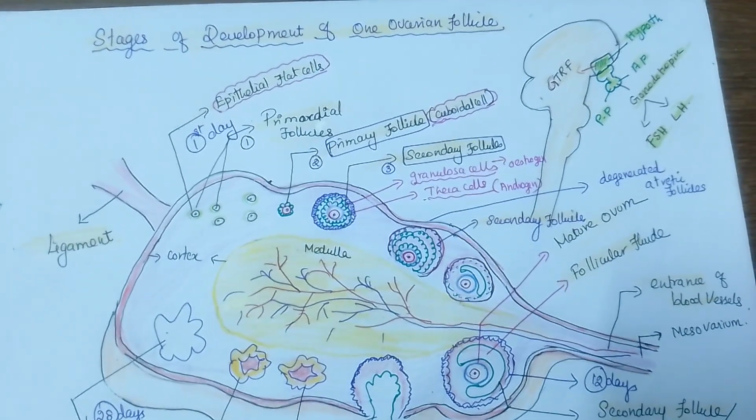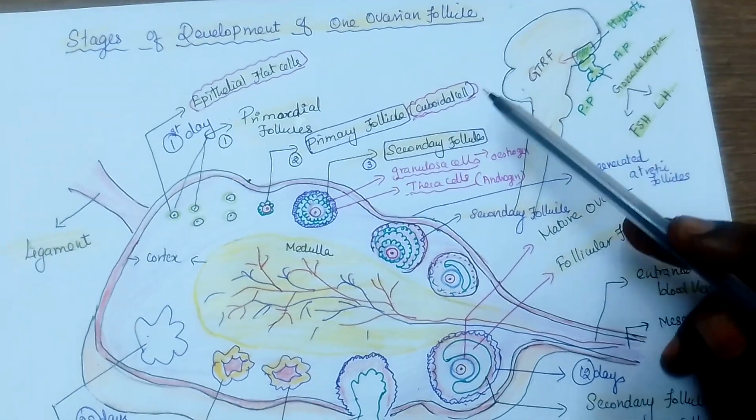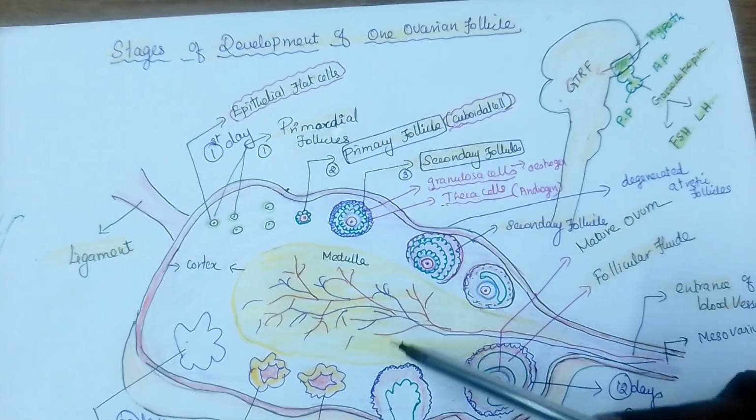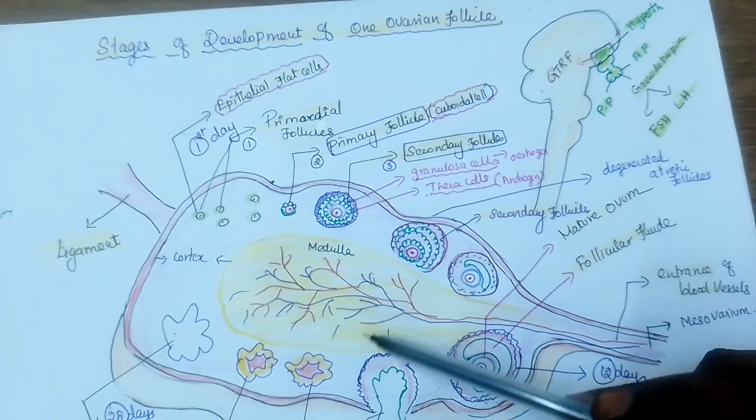Good morning, students. Today we will see about the stages and development of the ovarian follicle. Ovarian follicle, how it is developed in the ovary. This is the cut section of the ovary.